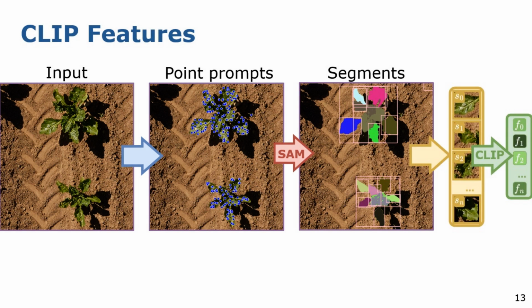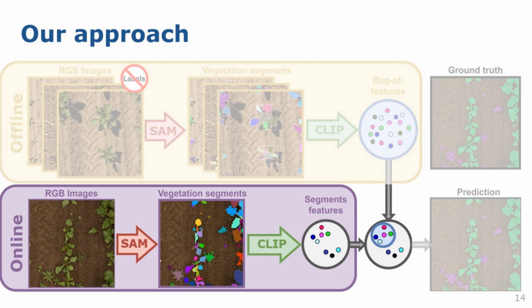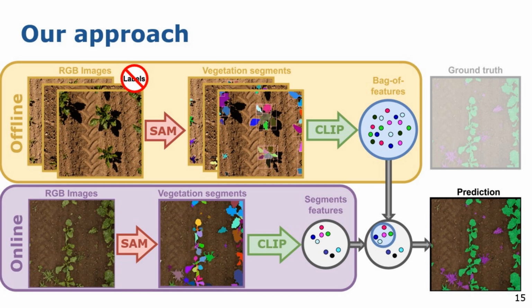From these segments, we then apply CLIP to get the corresponding CLIP features. Now we have all the plant segments in the picture. We then have to distinguish between the crop plant features and the weed plant features. And we can do this by comparing it to a bag of features that we collected on an offline process.